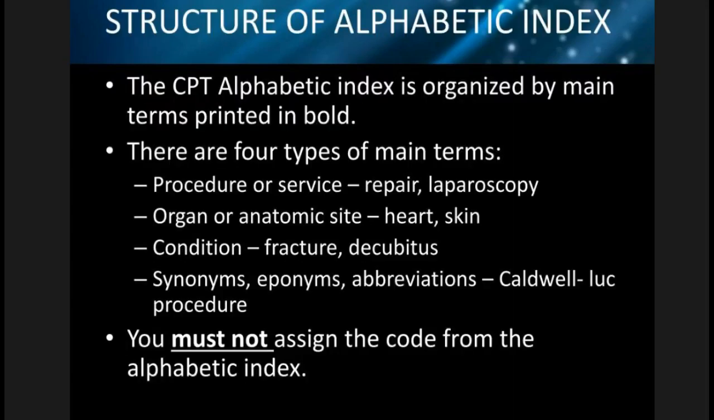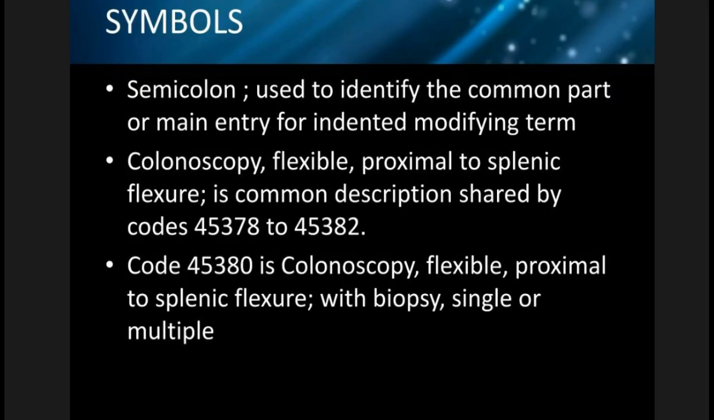is the structure of the alphabetic index. The CPT alphabetic index is arranged by main term printed in bold. There are 4 types of main terms: your procedure or service, your organ or anatomic site, your condition, such as fracture and decubitus, and your synonyms, eponyms, and abbreviations, such as Caldwell-Luc procedure. You must not assign the code from the alphabetic index.